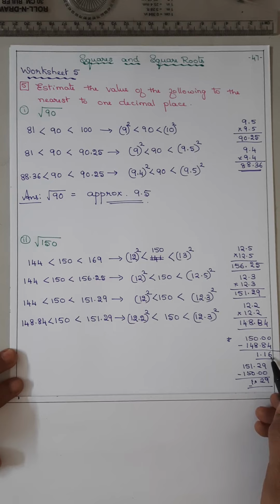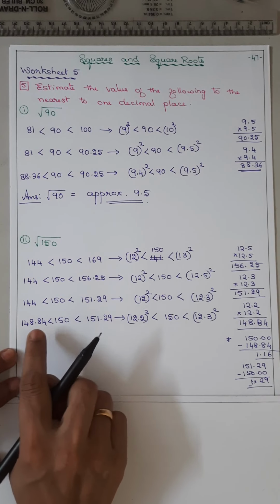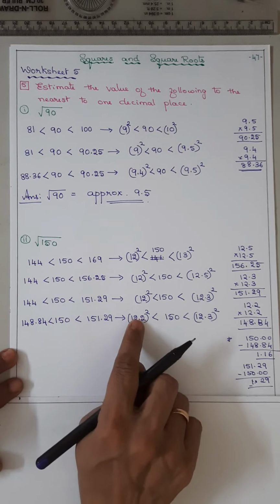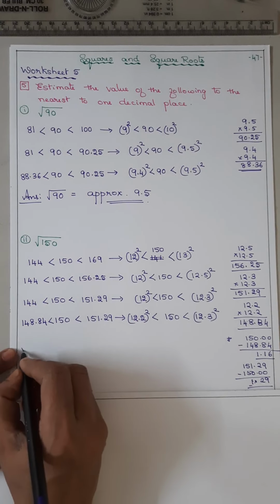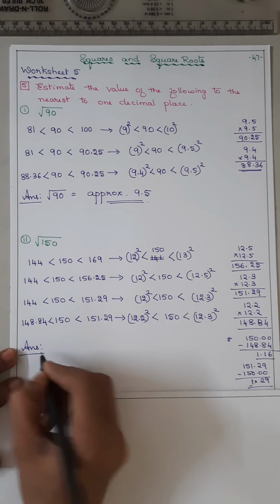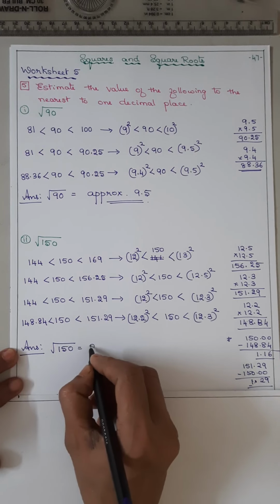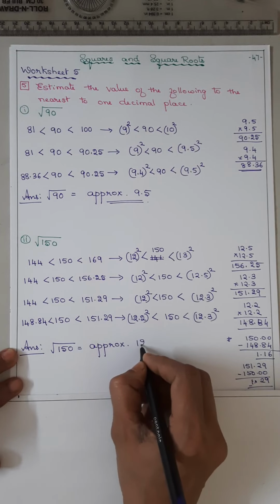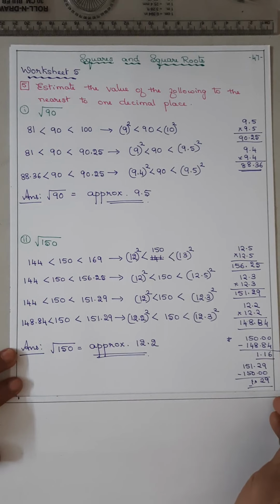1.16 is near. So it is which one? 148.84 is near to 150. That means 12.2 is the answer. So the answer: square root of 150 is equal to approximately 12.2. क्यों सब्ट्रैक्ट करते हैं, समझ में आया?